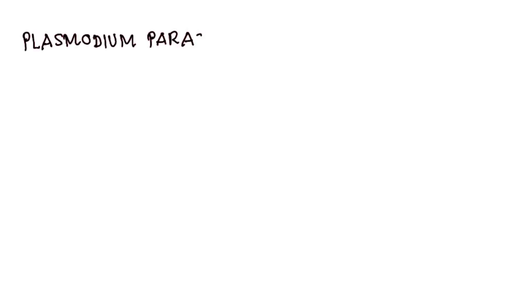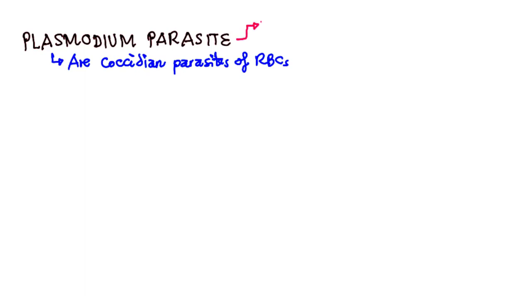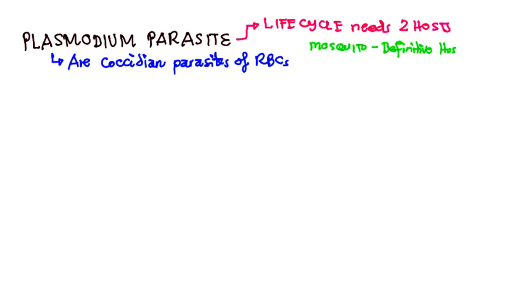Plasmodia are coccidian parasites targeting red blood cells. For successful infection, they need two hosts for their reproductive life cycle. They need a mosquito as a definitive host and a human as an intermediate host.